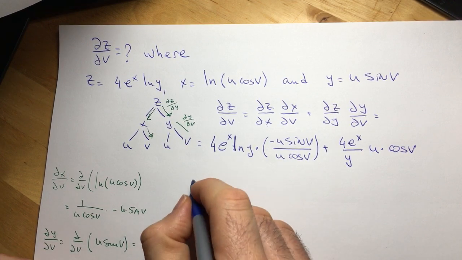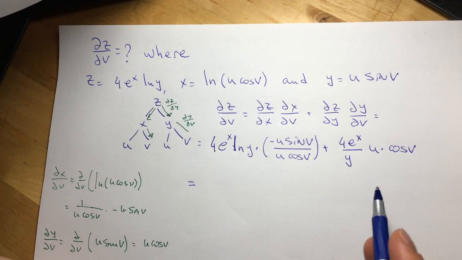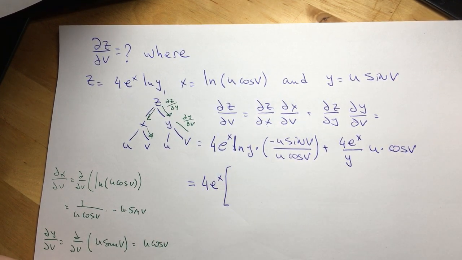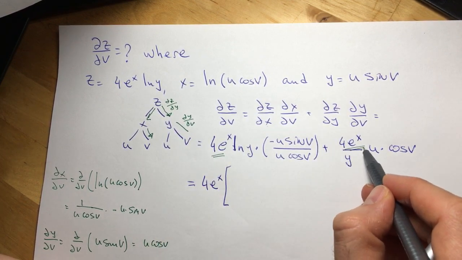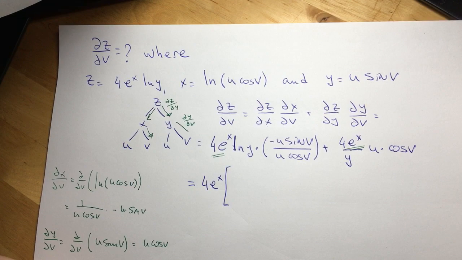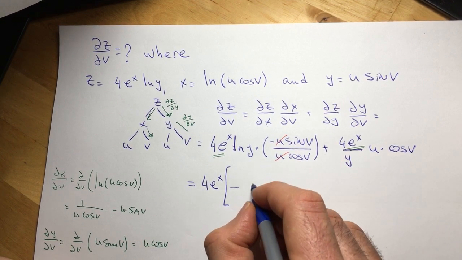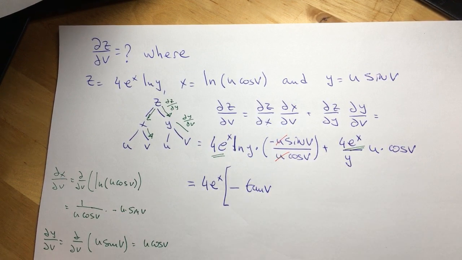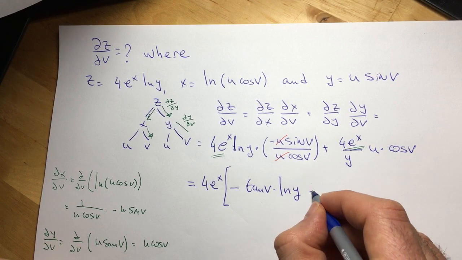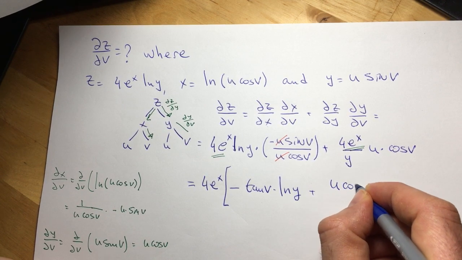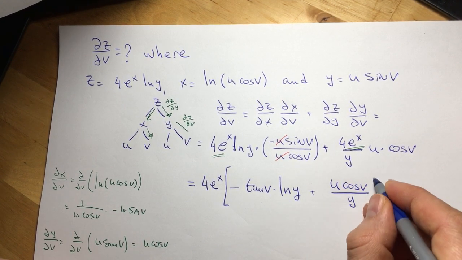Okay, so let's clean this expression a little bit. What is the common factor? 4 times e to the power x, right? Here I can cancel these guys out, and sine of v over cosine of v, I'll write it as tangent of v. So I get negative tangent of v times ln of y plus u times cosine of v over y.